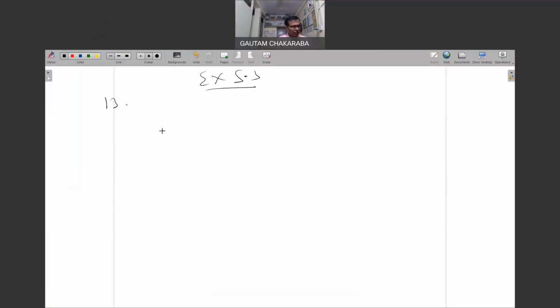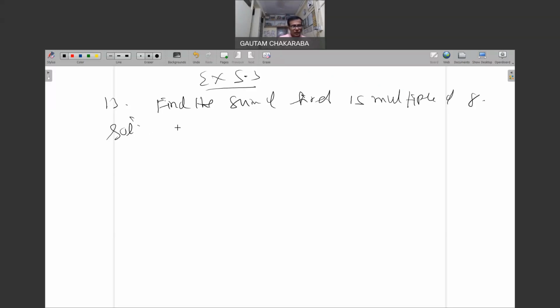Now find the sum of first 15 multiples of 8. So the first 15 multiples of 8: 8, 16, and so on. Here the first term is a, the common difference is 8, because consecutive terms always differ by 8, as these are multiples of 8, and the number of terms is 15.